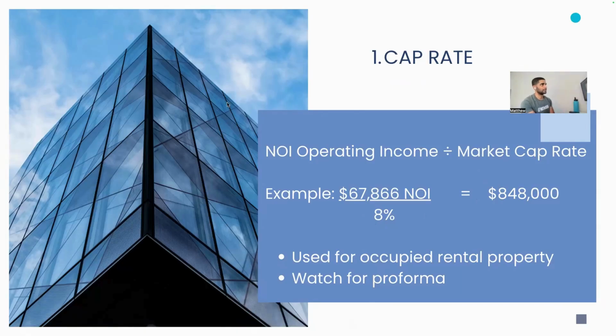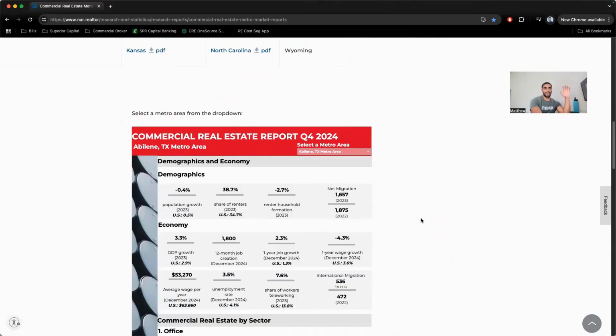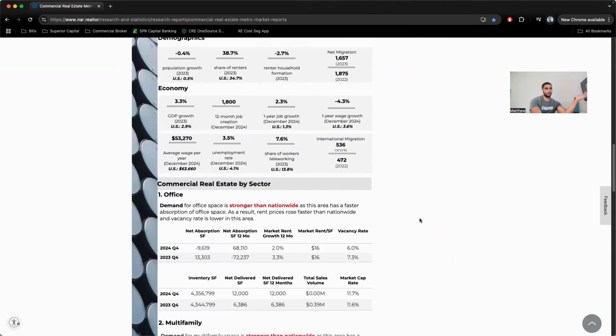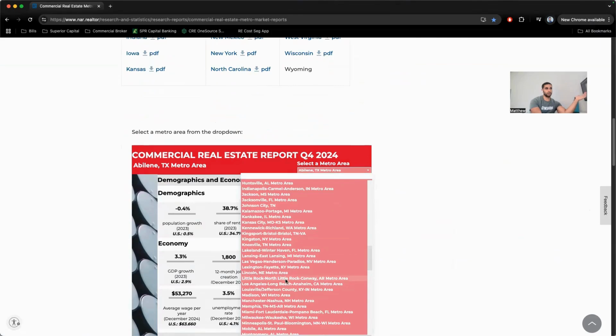Now, there's many ways to get the market cap rate. I use this tool, which I'll link in the description below. All right, so I personally love to use this NAR report that gives you all the cap rates for all the different markets. So you could go here and click, I don't know, Little Rock, Arkansas.